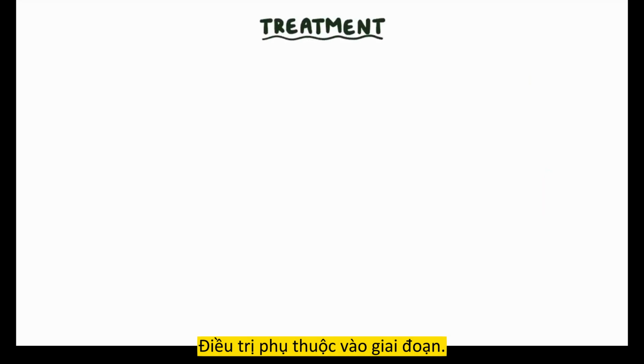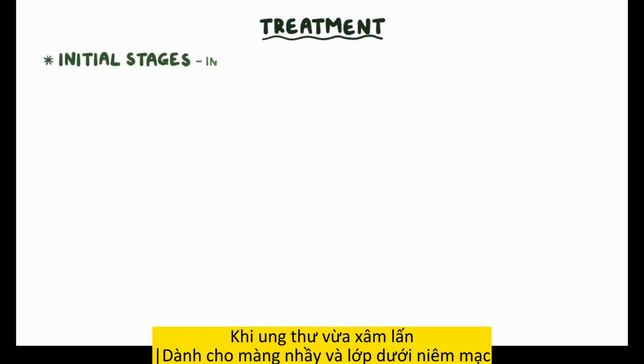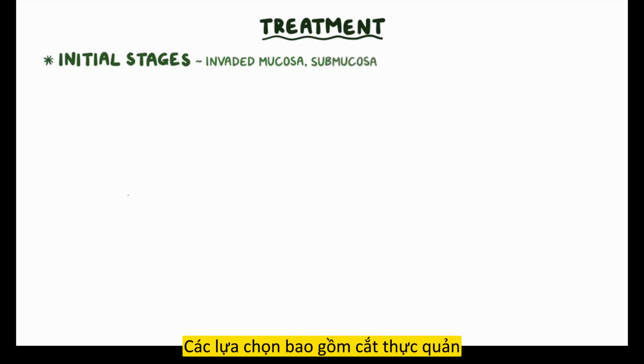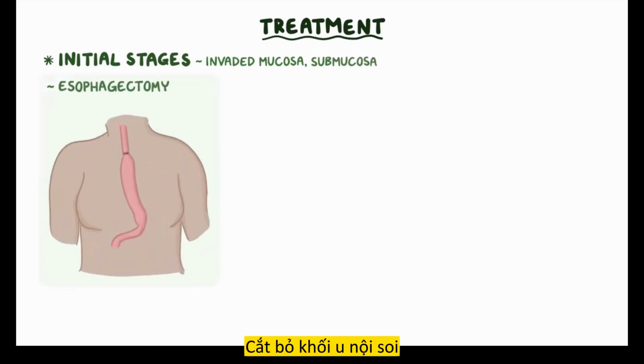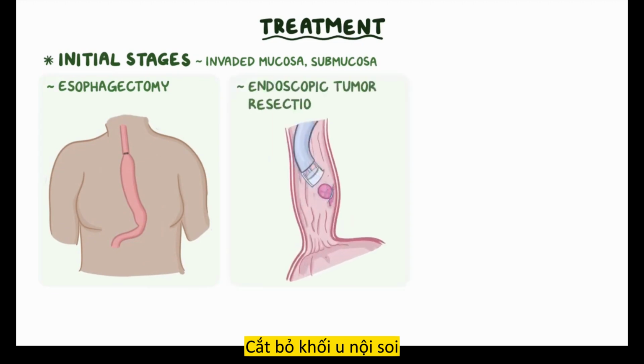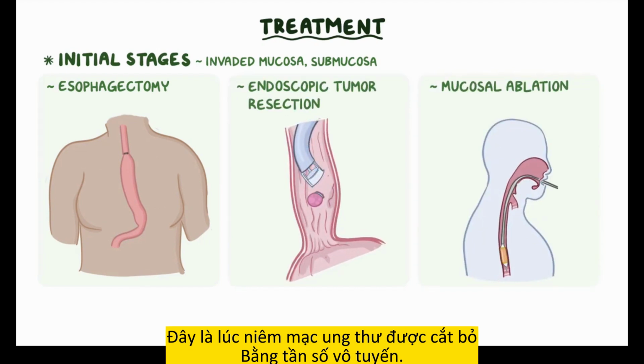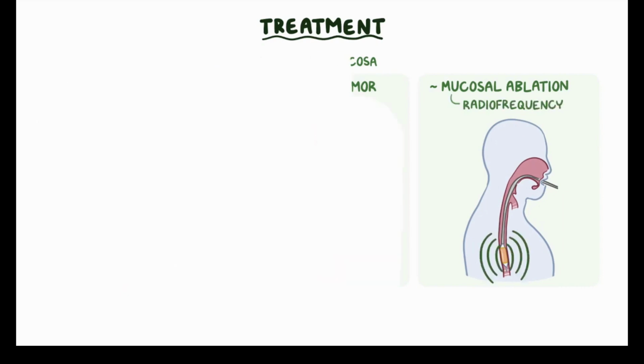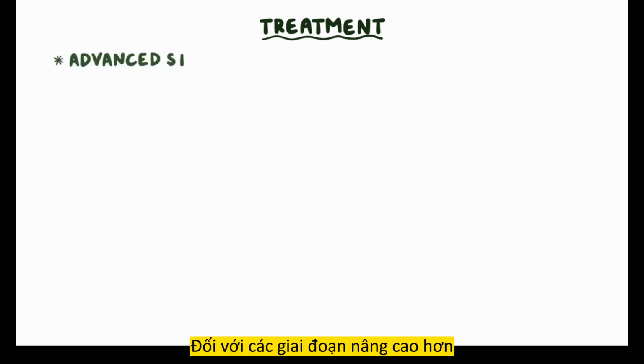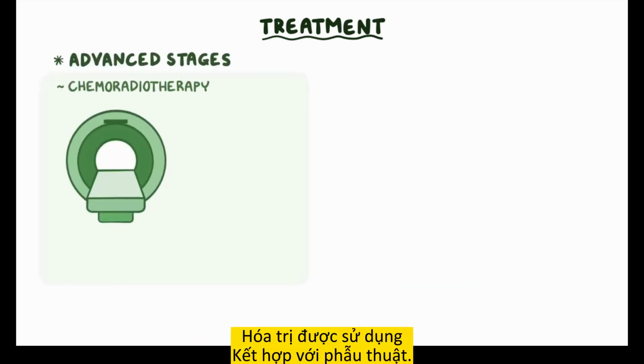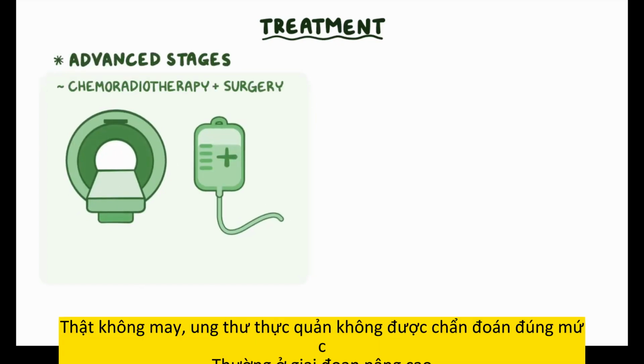Treatment depends on the stage. For initial stages, when the cancer has invaded just the mucosa and submucosa, options include esophagectomy, endoscopic tumor resection, or mucosal ablation, which is when the cancerous mucosa is removed by radiofrequency. For more advanced stages, chemoradiotherapy is used in combination with surgery.